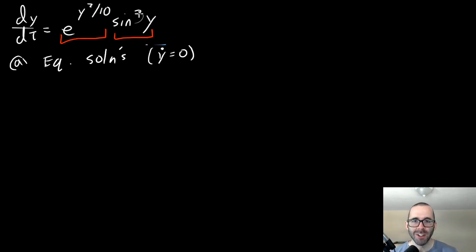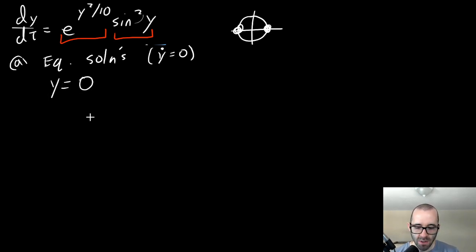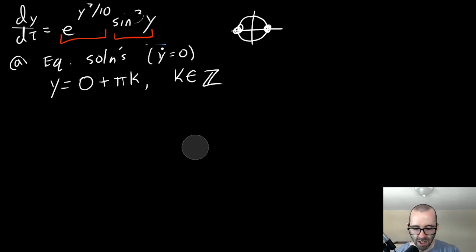We can solve that trigonometric equation, remembering back to our trig. And that's just going to be when sine is 0. Sine is the y coordinate on the unit circle. So sine is equal to 0 here. So the equilibrium solutions are going to be when y is equal to 0 plus pi times any constant, where k is some integer. So again, we don't usually write the 0 here, but we just found infinitely many equilibrium solutions with qualitative analysis.